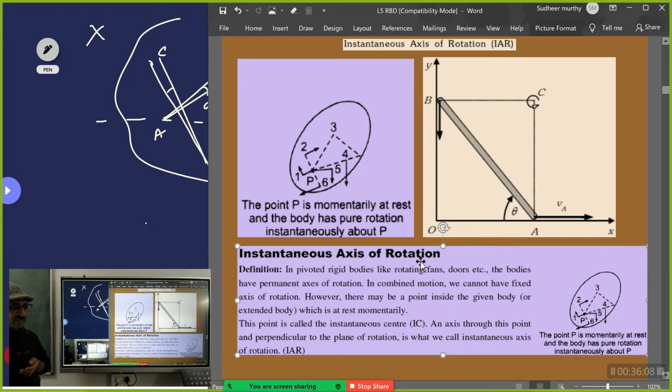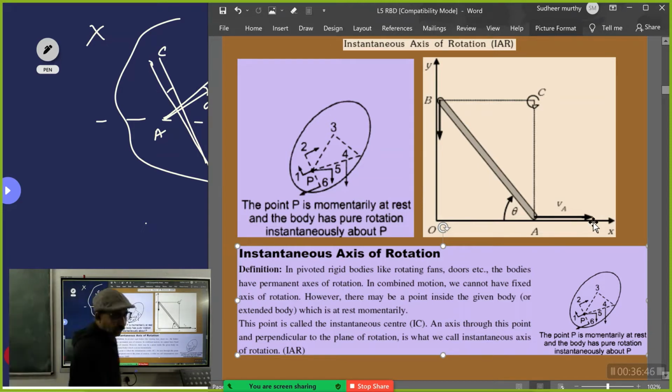Now you can find this in many situations. There is a rod kept against a wall, and assume this is a frictionless wall, with no friction between the two. If you keep a rod like this, it starts slipping. This end of the rod will move along the ground, and the other end will slide along the wall. So the velocity at this point will be VB bar, and the velocity at this point will be VA bar.